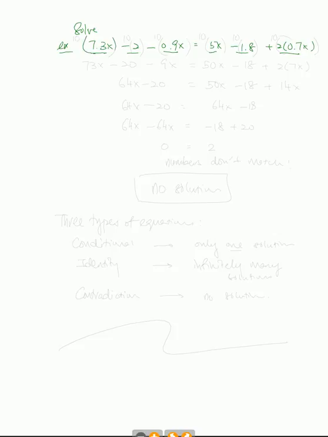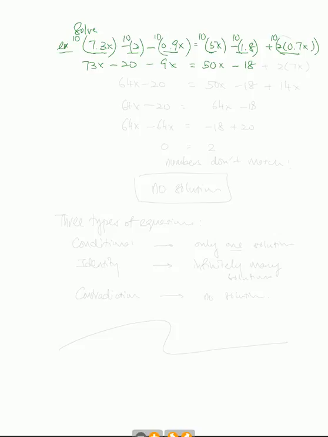So in this case, because they're all decimals to one decimal place at the maximum, I'm going to multiply every term by 10. So observe, I'm not just multiplying the ones with the decimal, I'm multiplying everyone, every term. Okay, that's the rule. You need to multiply every single term. So 7.3 times 10 makes it 73x. And 2 times 10 makes it 20. 0.9 times 10 makes it 9x, equal 5 times 10 is 50x minus 1.8 times 10, that's 18.